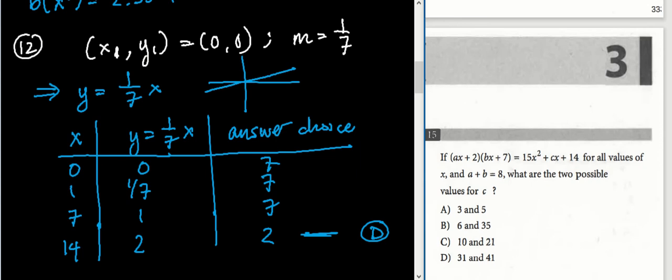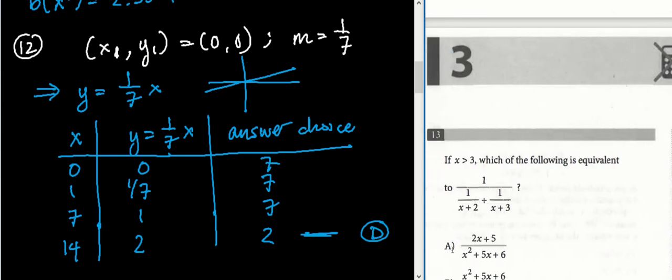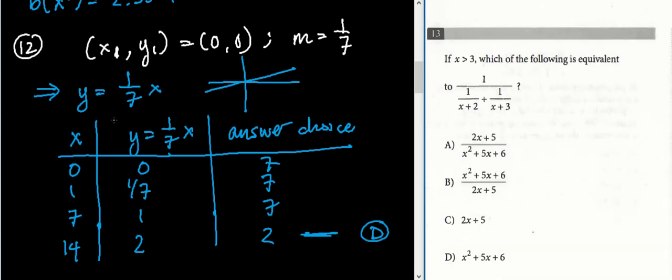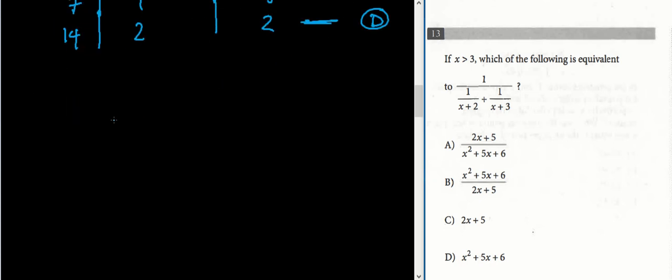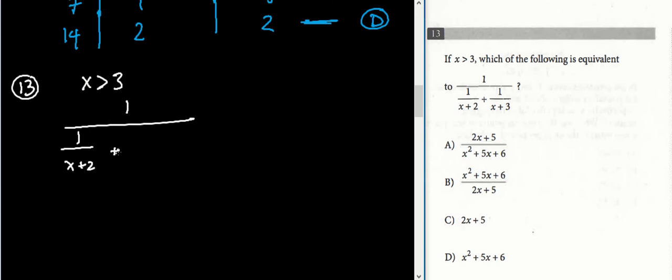So now let's go on to problem 13. In problem 13, we're told x is greater than 3, and furthermore, we're asked to find an expression that's equivalent to 1 over x plus 2 plus 1 over x plus 3.